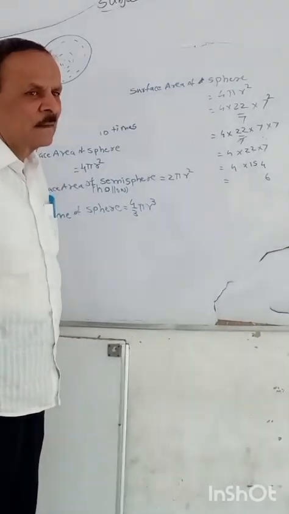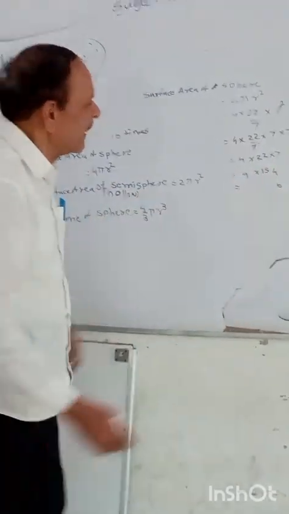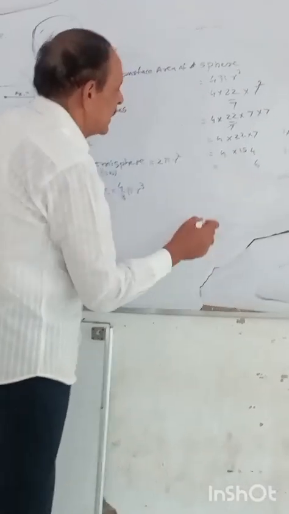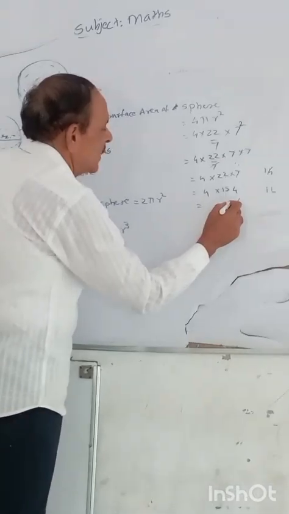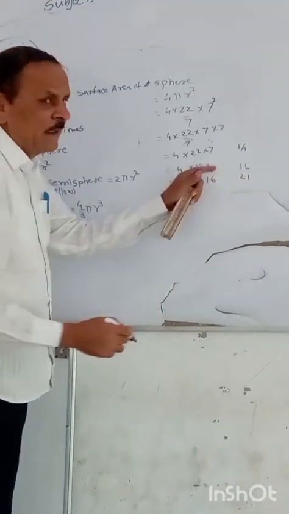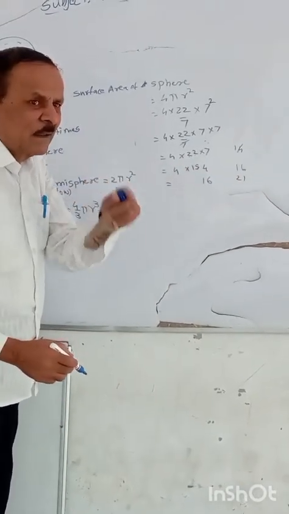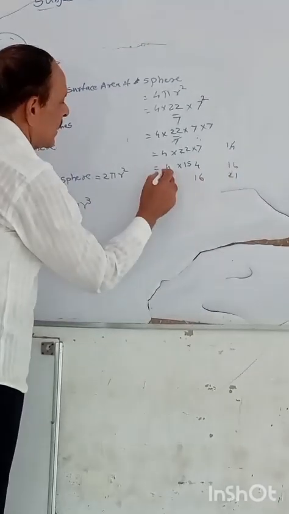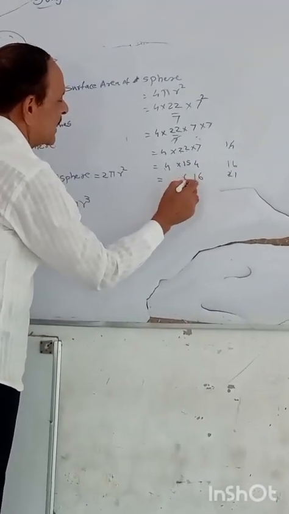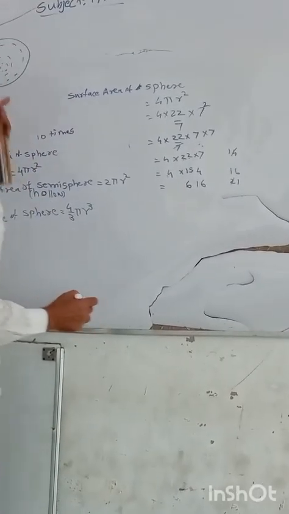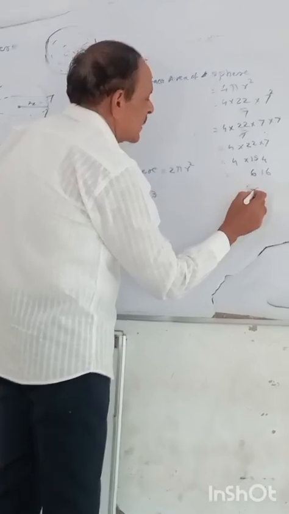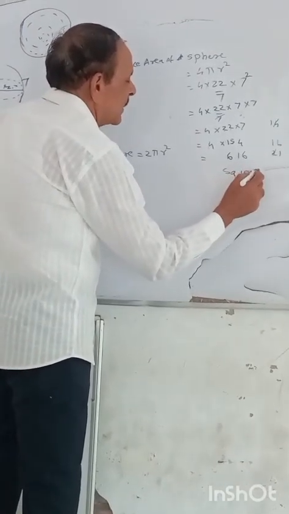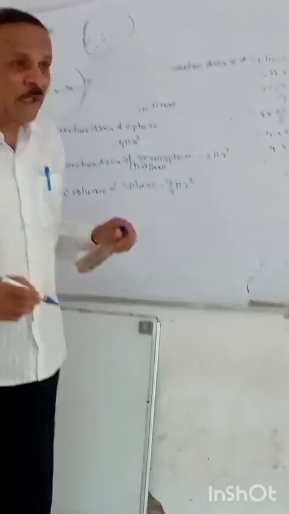Carry how much? One carry. 4 fives are 20 and this one is 21. Carry 2. 4 ones are 4 and 2 means 6. So the answer is 616. There is no unit given, so it is to be called square unit. And if meter had been given, we would have written square meter.